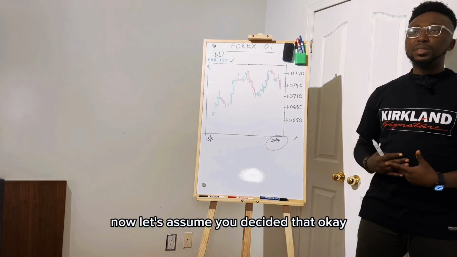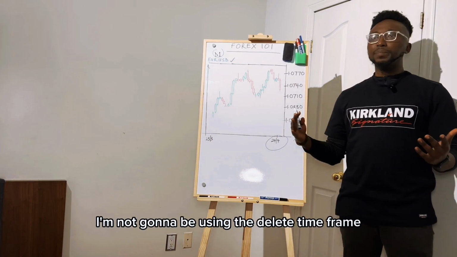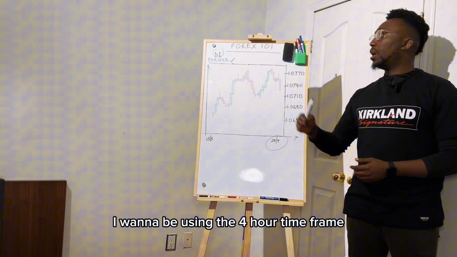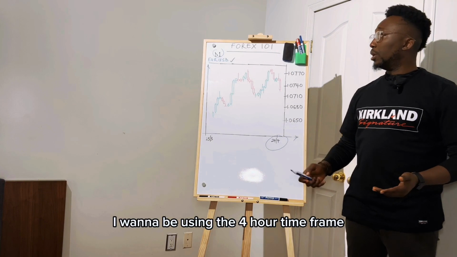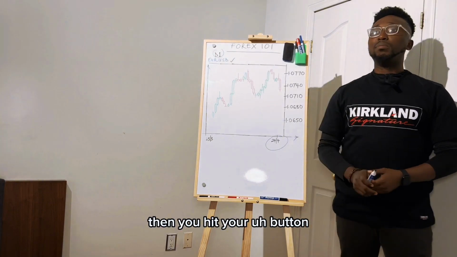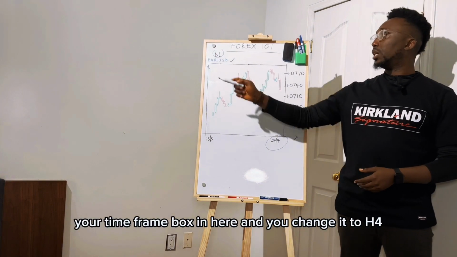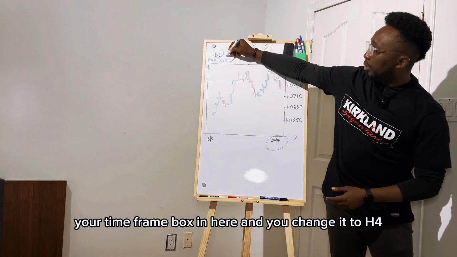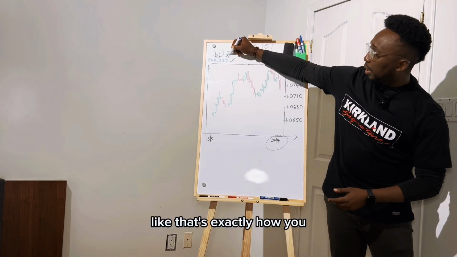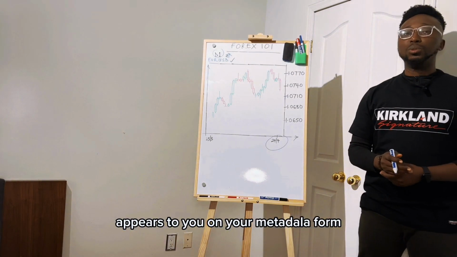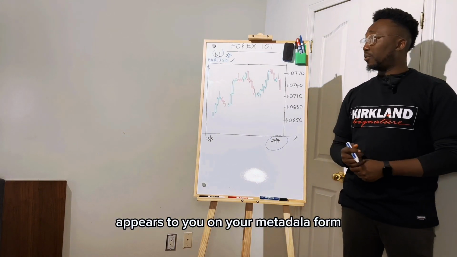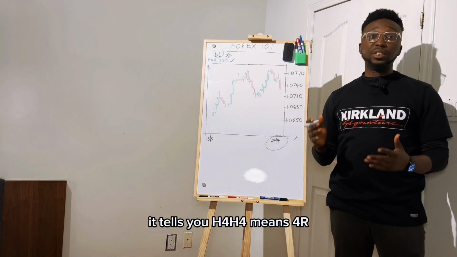Now let's assume you decided that, okay, I'm not going to be using the daily time frame. I want to be using the 4-hour time frame. Then you hit your time frame button here, and you change it to H4. That's exactly how it appears to you on your MetaTrader 4. It tells you H4. H4 means 4-hour.